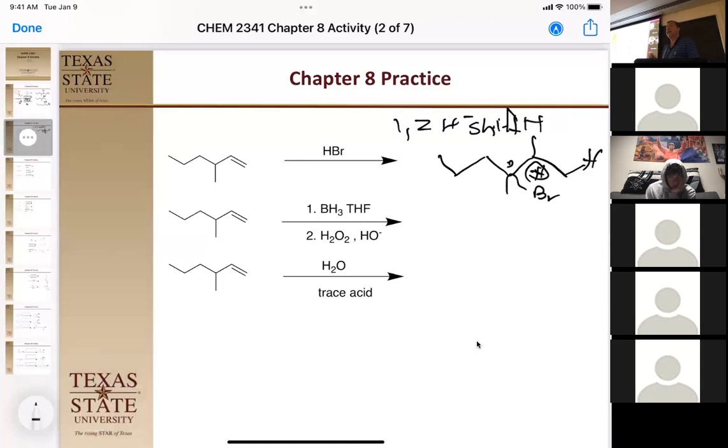Okay, so you have to be careful about your mechanism. Whenever you form a carbocation, you have to worry about it rearranging. And in this case, it did. Okay, so let's do the next one here.